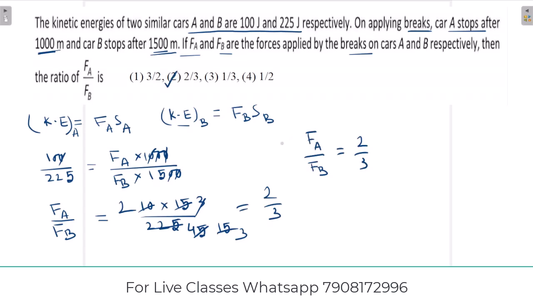So here we use the work energy principle, that is the kinetic energy of the car is equal to the work done by the brakes.